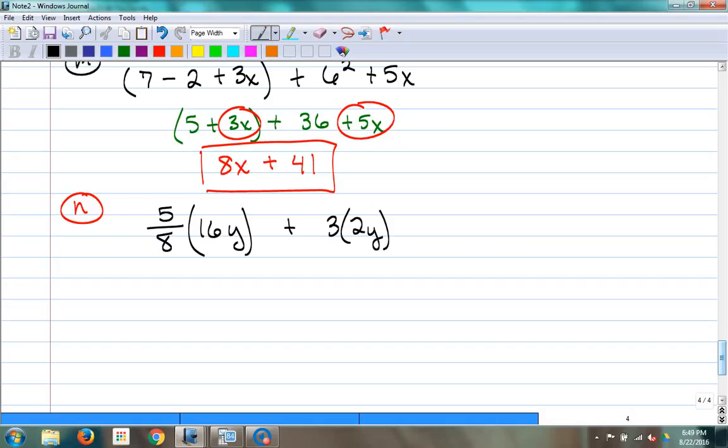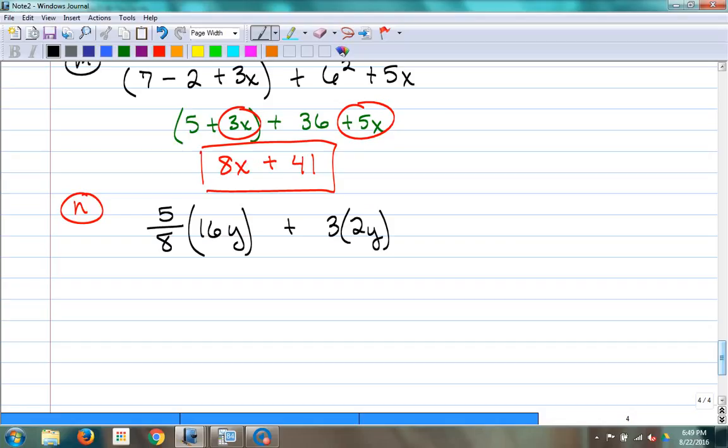So what operation's going on between the 5/8 and the 16y? When it's written like that, they're multiplying. When they're mashed together like that, they're multiplying. So we're multiplying 5/8 times 16y. Do they have to be the same to multiply them? You can multiply any two things together. You just can't add or subtract unlike things.